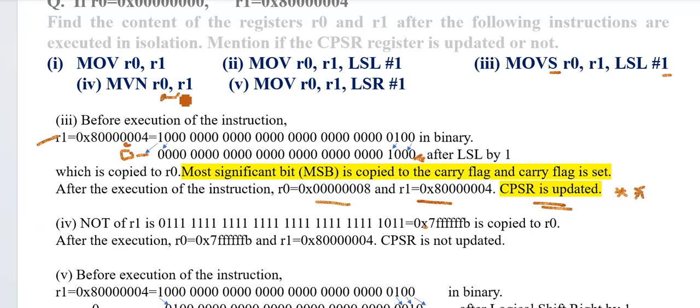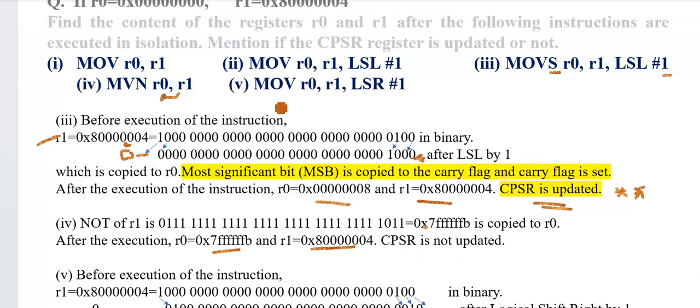So you have to write the content of R0 and R1 after each instruction is executed separately. Okay. So in this case R0 will be 1's complement of R1, but R1 will have the original value, and the 1's complement or negative value of R1 is stored to R0. And in this case, it's not an arithmetic operation, so it is just a data transfer. So CPSR is not going to be affected, not updated.